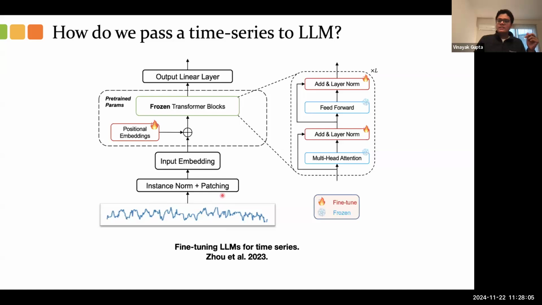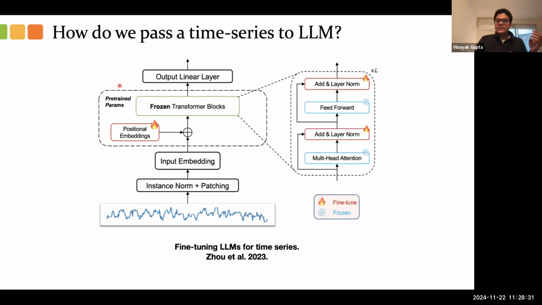Then you patch them. Patching is a way to compress the entire time series into small tokens or buckets. Most people do it using a moving window, though there are several other techniques as well. So you patch different parts of the time series, then you get an input embedding, where you embed these patches. Then you pass it to a transformer module, which is usually GPT-2 or some smaller large language model.